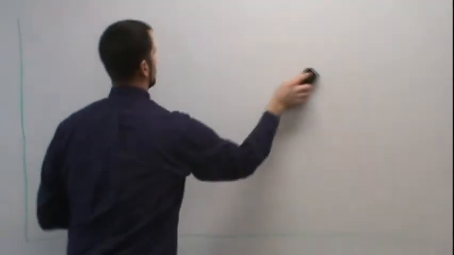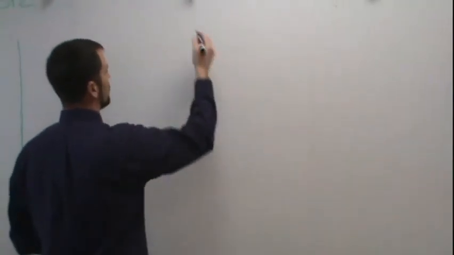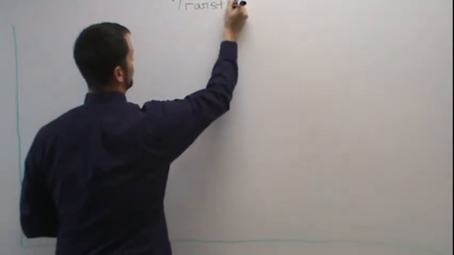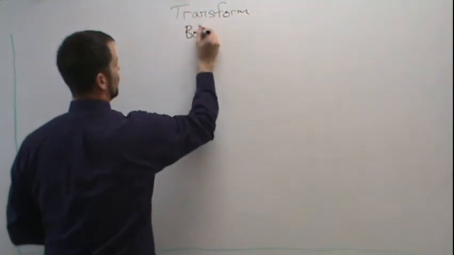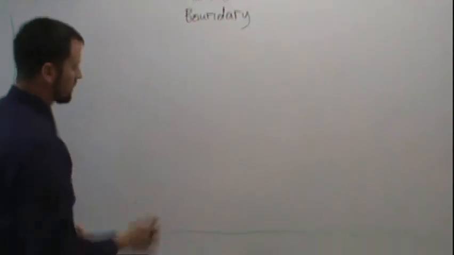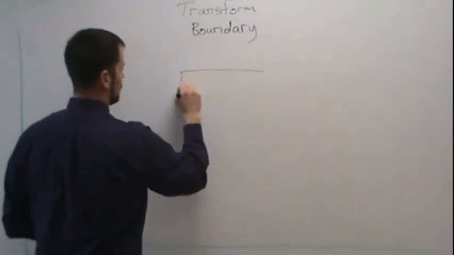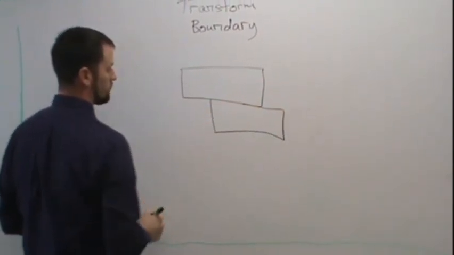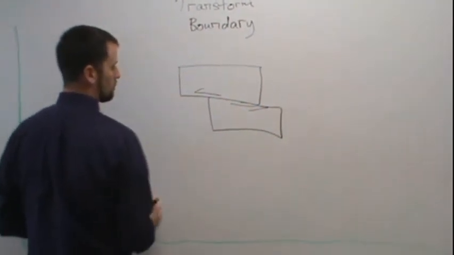And this is the most important one to us because this is where we live. We live right next to transform boundaries. We're on the boundary. Transform boundaries, an example of one is the San Andreas Fault. All right, and what transform boundaries are is two plates that are next to each other, and they're moving alongside of each other, one moving one way and one moving the other.